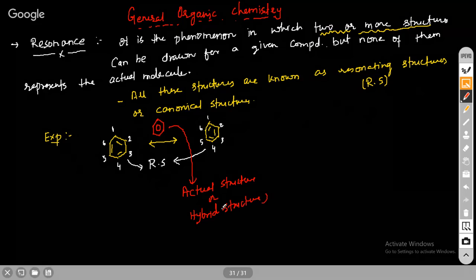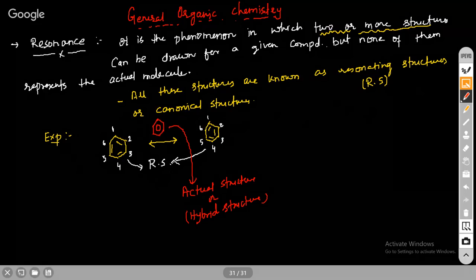Hybrid structure. Why hybrid structure? Because in any molecule where resonance is possible, you see, one single molecule, benzene, we can represent in two different forms. So this phenomenon is resonance. But none of these molecules represents the actual structure of benzene. So the actual structure of benzene is this.